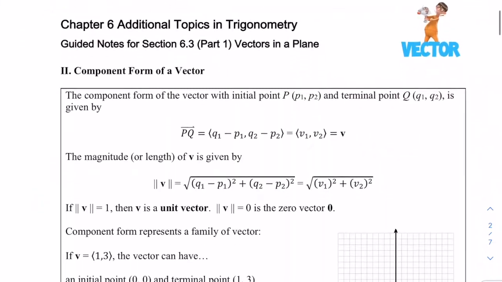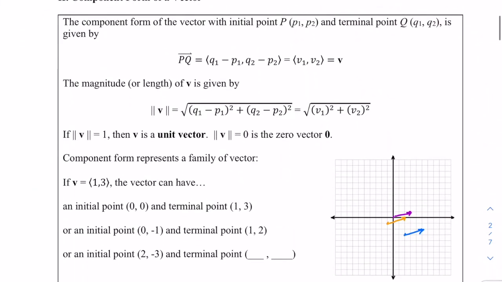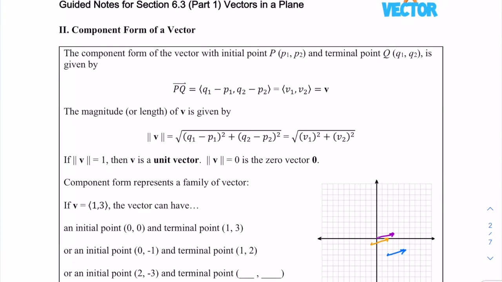So let's go to component form. And component form is not too tough. I think that you guys will understand this pretty quickly. Okay, so component form really just has the change in the x and then the change in the y. So you can kind of see it has these little arrows at the end. All right, so if we have a vector with a component form of 1, 3, well, it can be shown with different vectors. So these are all sort of a family of vectors.